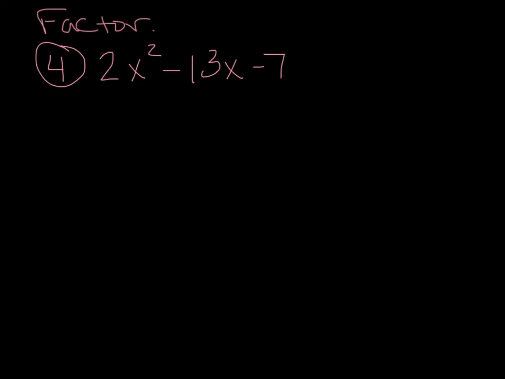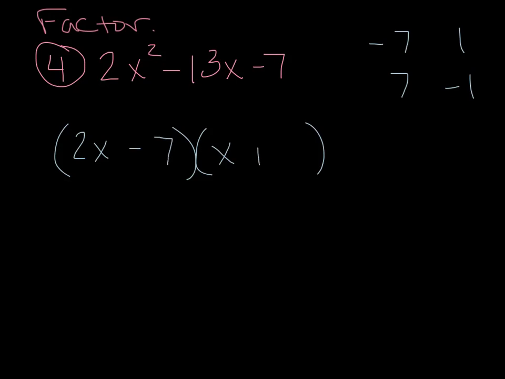Let's try one more: 2x to the second minus 13x minus 7. I start with my parentheses, and I know what's going to give me 2x to the second: 2x and x. I know that part. The last two numbers need to multiply to get negative 7. So we need negative 7 and 1, or 7 and negative 1. Those are the only two we can try. Let's just plug them in.